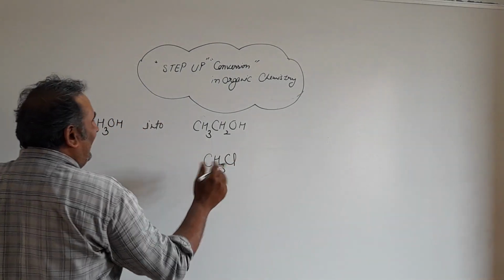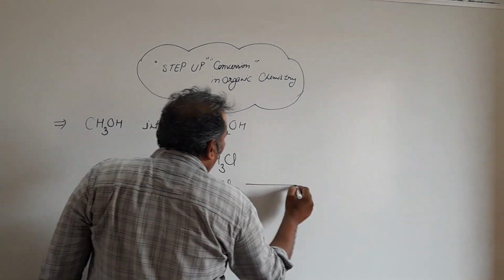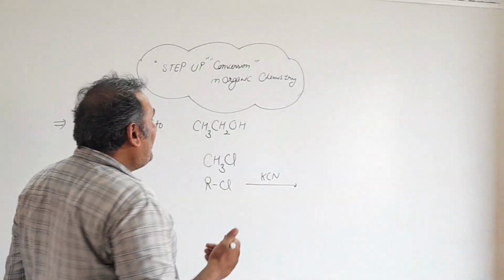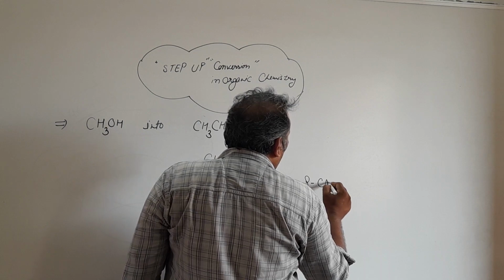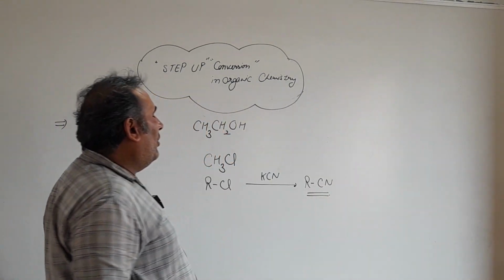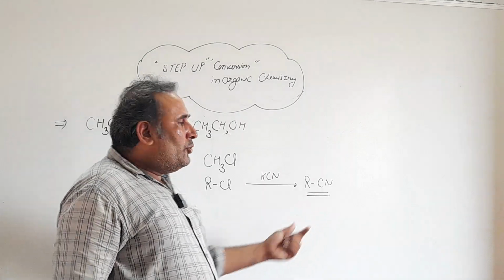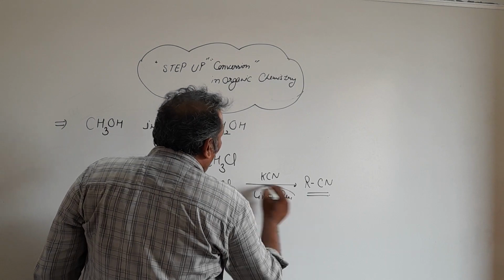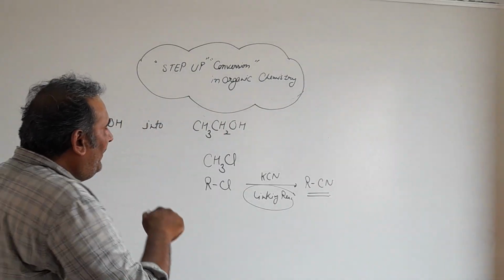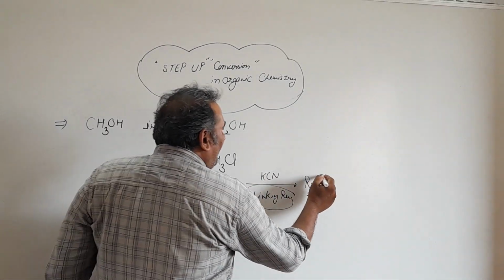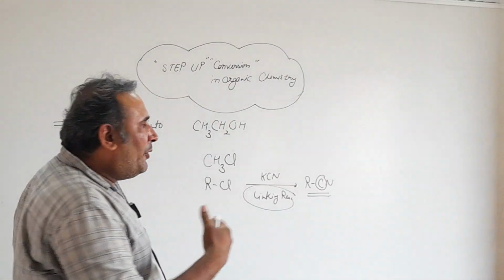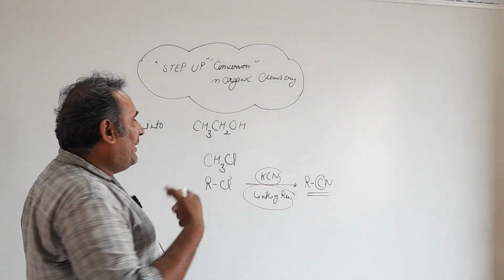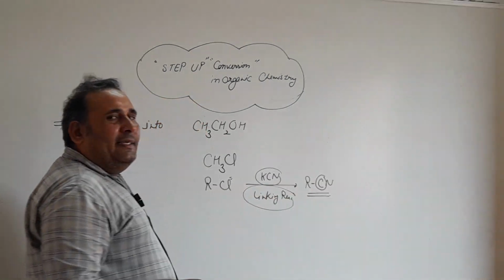That linking reaction is that CH3Cl, or we can say any alkyl halide RCl, when it reacts with KCN, potassium cyanide, gets converted into RCN, means alkyl cyanide, or we can say alkane nitrile. So that is the linking reaction. What is the meaning of linking reaction? It means the number of carbons is increasing. One carbon is incorporated in our reactant through KCN. So when an alkyl halide reacts with KCN, one carbon is added.